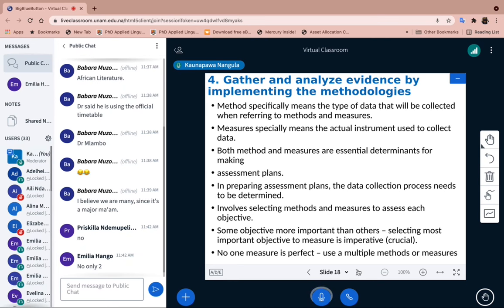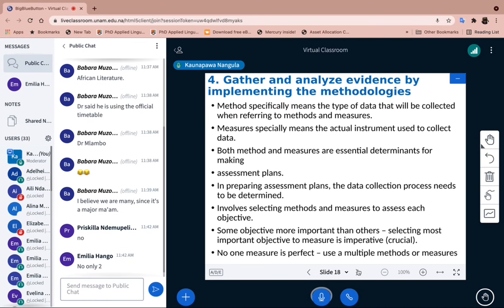In preparing assessment plans, the data collection process needs to be determined. You have to decide how you are going to collect the data, and which process you are going to use. It involves selecting methods and measures to assess each objective. Some objectives are more important than others, so you need to select the most important objectives to measure, and making that decision is very important, all right?